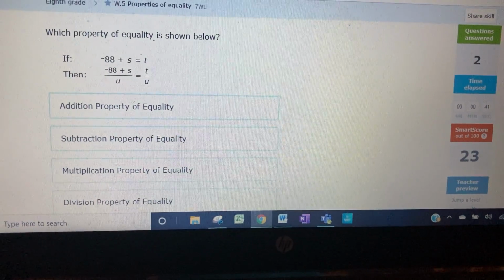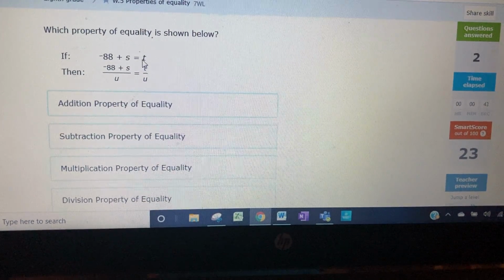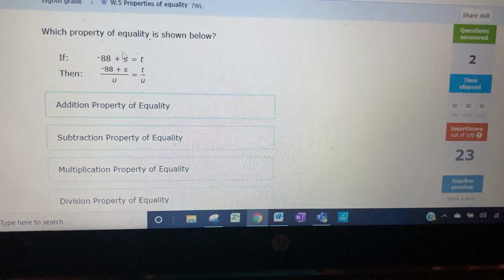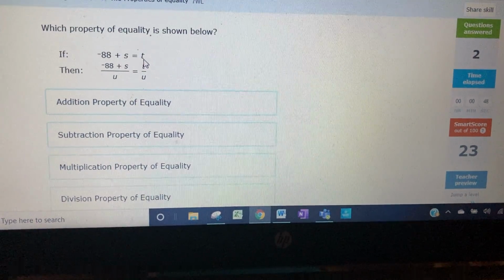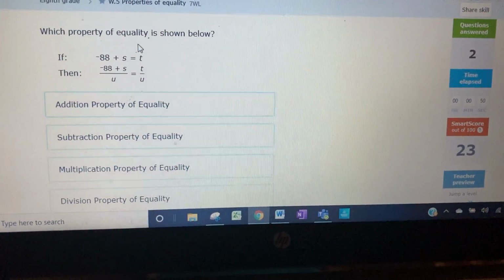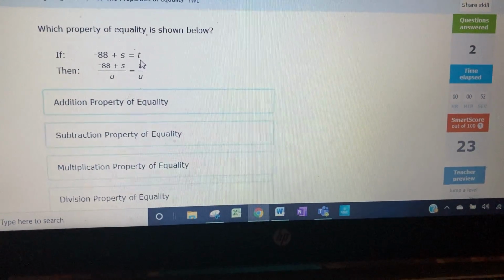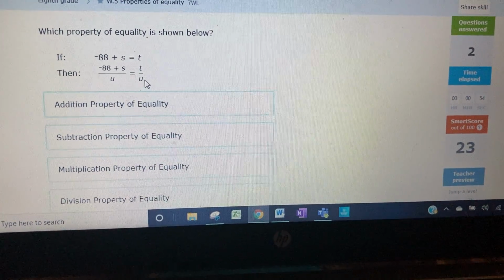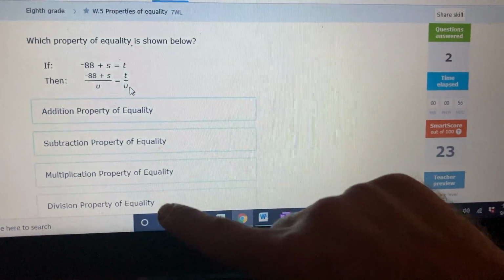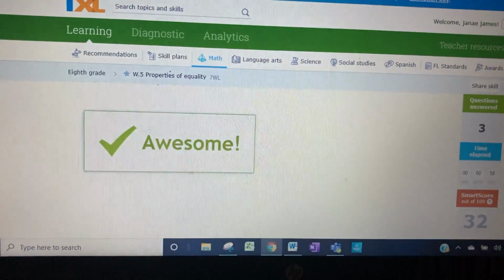All right, so you originally had, okay, I'm just going to look at the right side over here because they're doing the same thing to both sides. Okay, that's kind of why they call it the property of equality, because they are still equal. So t, now it's t over u, so that's division. Okay. I'll do one more.